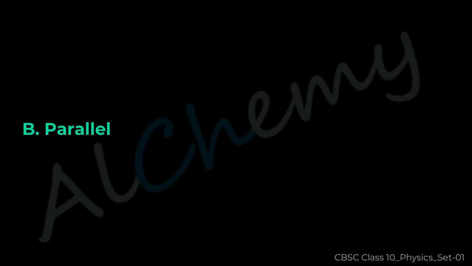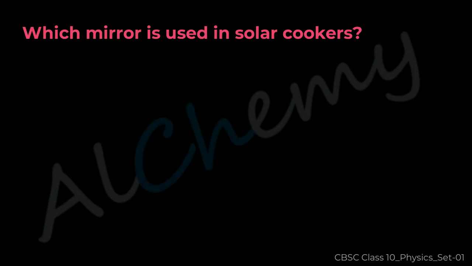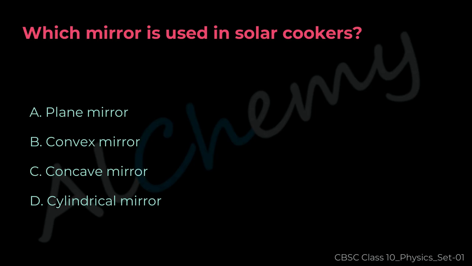The correct answer is B. Parallel. Question 45. Which mirror is used in solar cookers? A. Plane mirror. B. Convex mirror. C. Concave mirror. D. Cylindrical mirror.